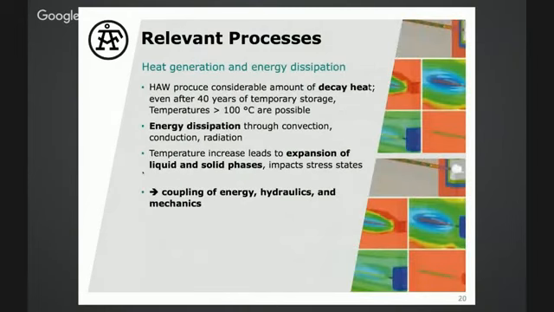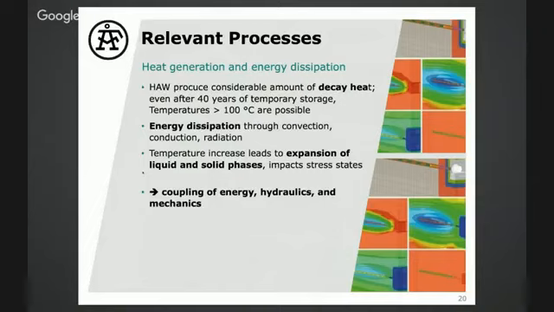Besides the usual or general flow and transport processes, there are heat generation and energy dissipation processes that have to be considered, particularly for highly active waste that produces a considerable amount of decay heat. For a typical waste container from Swiss nuclear reactors, even after 40 years of temporary storage at the surface, there are still temperatures at the waste container surface that can go far beyond 100 centigrade. This energy must be dissipated through convection, conduction, radiation, through the rock.